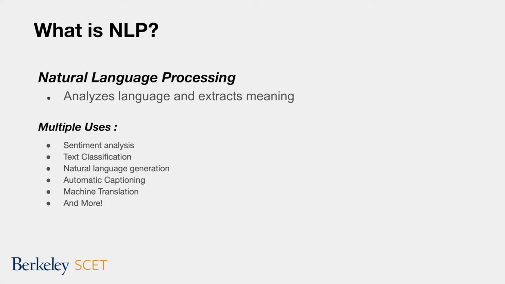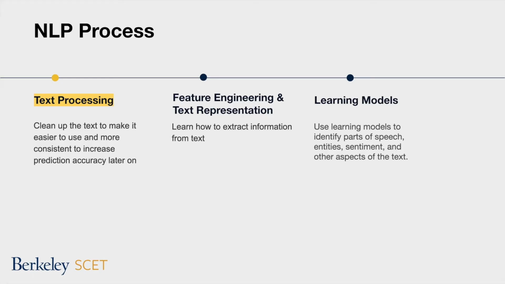So first, let's dive into what exactly NLP is. It stands for Natural Language Processing, and it's a subfield of data science that focuses on analyzing language, processing text, and extracting meaning from that text. There are multiple uses for it, including sentiment analysis, text classification, natural language generation, automatic captioning, machine translation, and more.